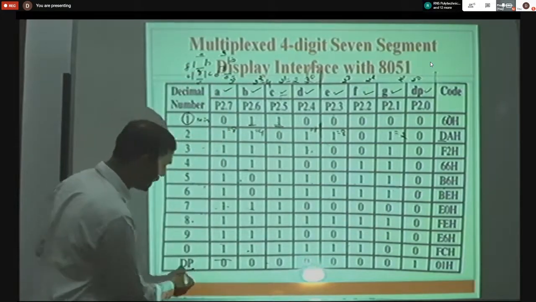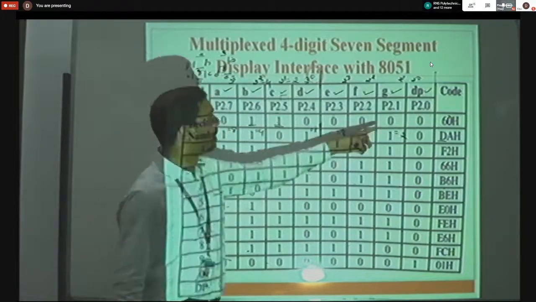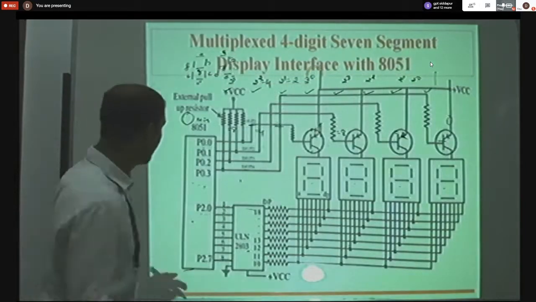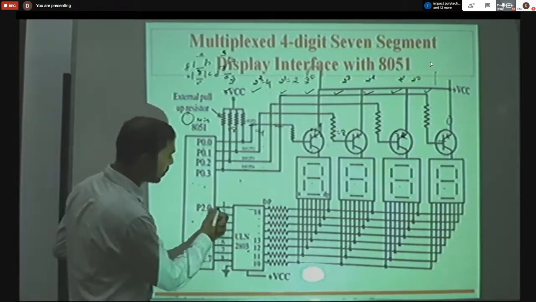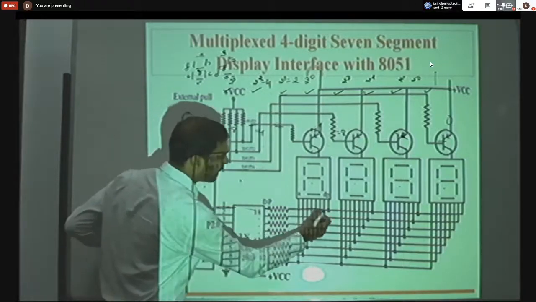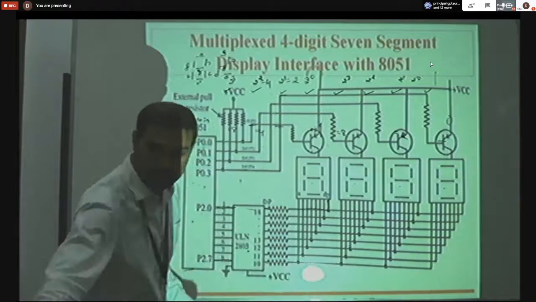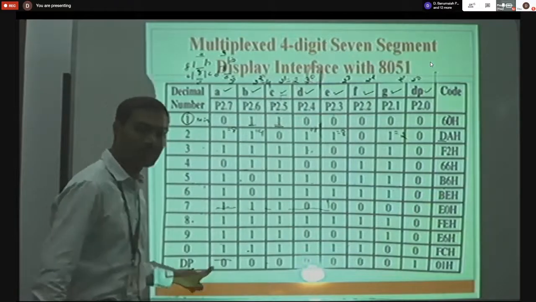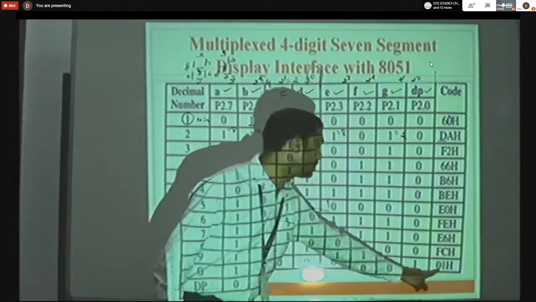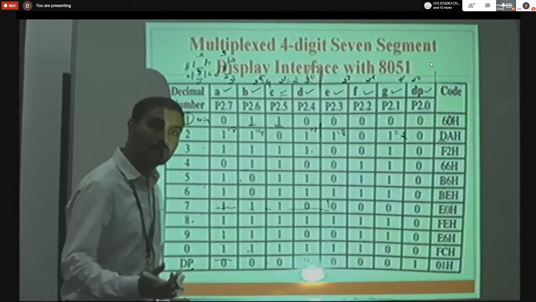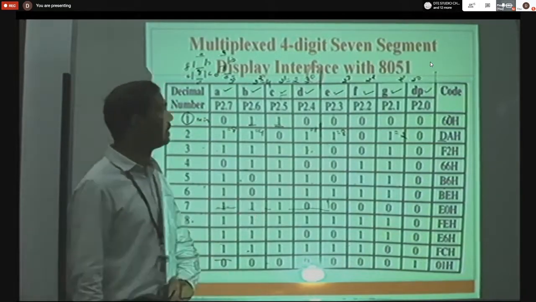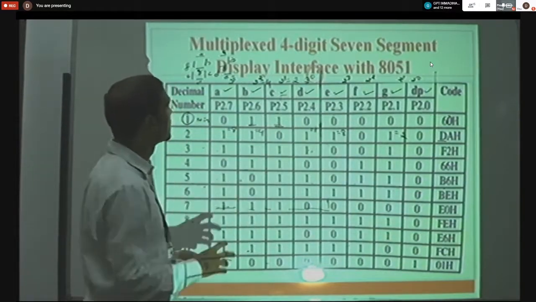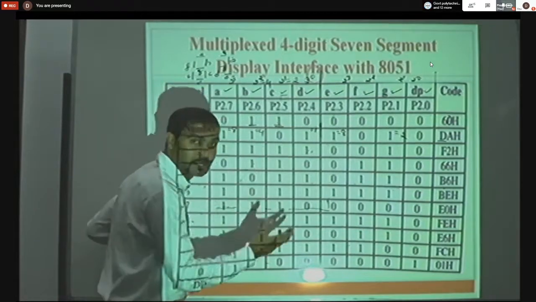And finally come to DP. DP means decimal point. Which pin number is connected to the decimal point? Here, port 2.0. Port 2.0 is connected to the decimal point. That's why in the truth table, port 2.0 is the one, remaining are the zeros. So finally it becomes 01H if you convert it into hexadecimal. This is the truth table where you can understand in which format the segments will display and which will not display.